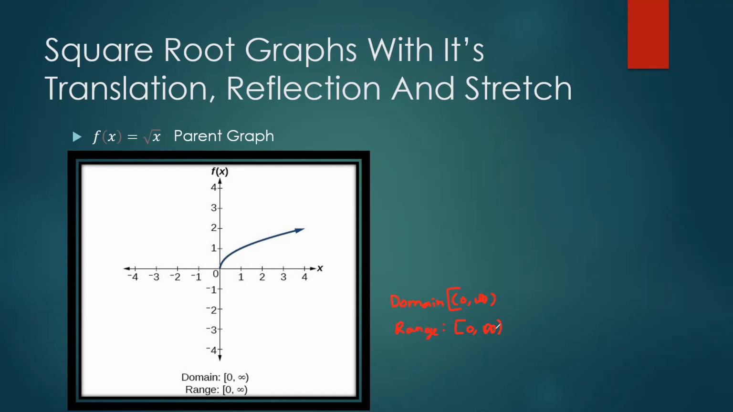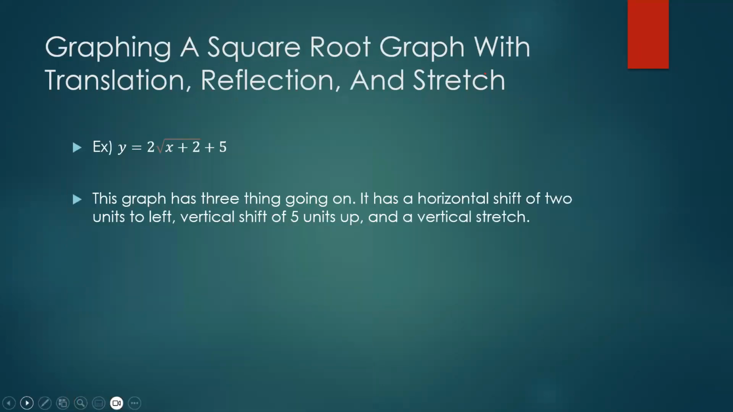Okay, so now you know what it looks like. Maybe we can start graphing. So graphing a square root graph with translation, reflection, and stretch. For example, y equals 2 square root of x plus 2, plus 5, has a lot going on. It is from the parent family y equals square root of x. It looks like there are three things going on in this graph from the parent family.